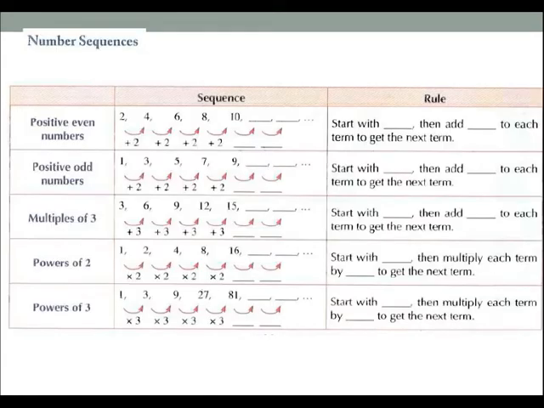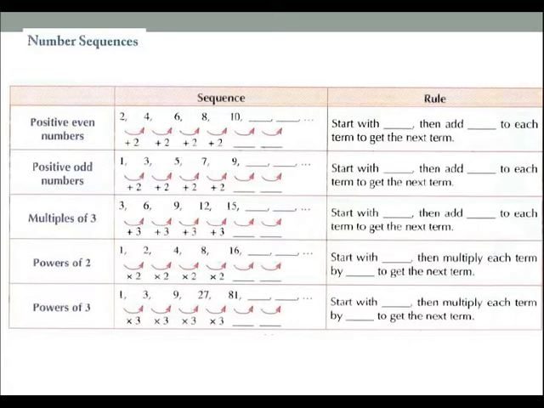Number sequence, if it has positive even numbers like 2, 4, 6, 8 and 10, if you notice this, they have a particular sequence: plus 2, plus 2, plus 2. Every number has a gap between them of plus 2. So what will be the rule? Start with 2, then add 2 to each term to get the next term. That will be the rule. Similarly, positive odd numbers 1, 3, 5, 7 and 9, how can we write the rule? Start with 1, then add 2 to each term to get the next term.